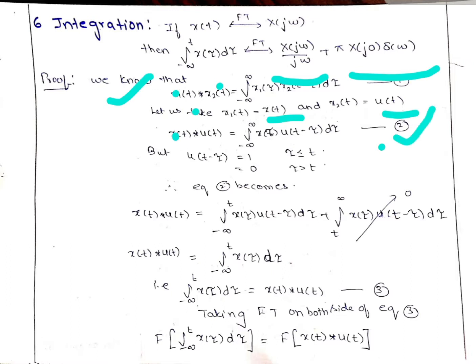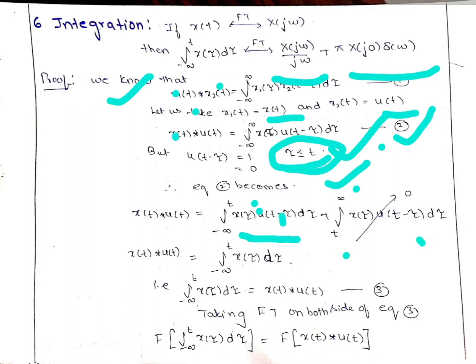Now we know that u of t minus tau, with respect to tau, is equal to 1 for tau less than or equal to t and 0 for tau greater than t. Therefore, our limits will change, from minus infinity to t and t to infinity. From minus infinity to t, because tau is less than t, it is 1, but beyond t it is 0. Therefore this term becomes 0. So x of t convolved with u of t is the integral from minus infinity to t of x of tau d tau.